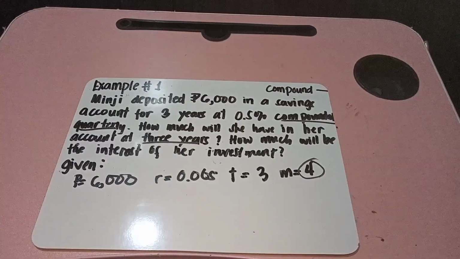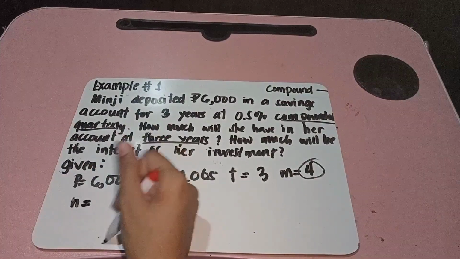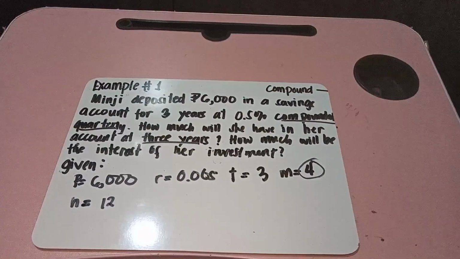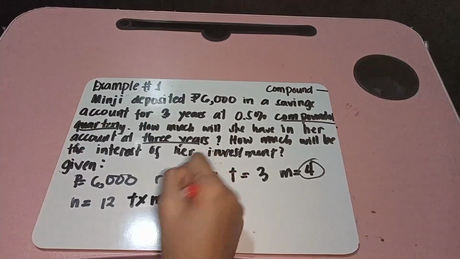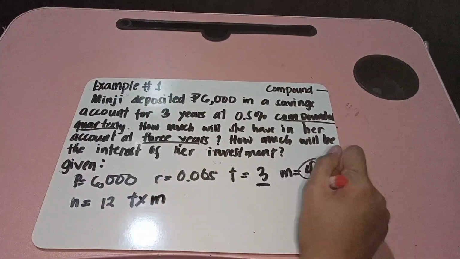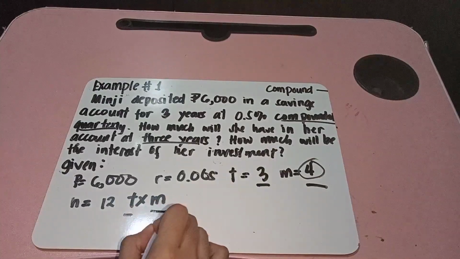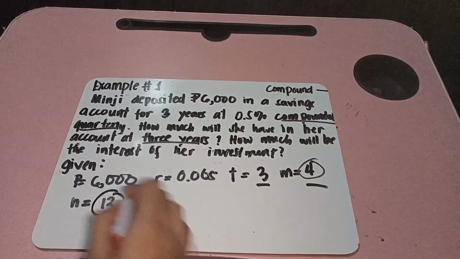So here we have the N of. N is equals to 12 since T times M, 3 times 4. Here pinag-times yung time and yung M. So kuha yung 12.